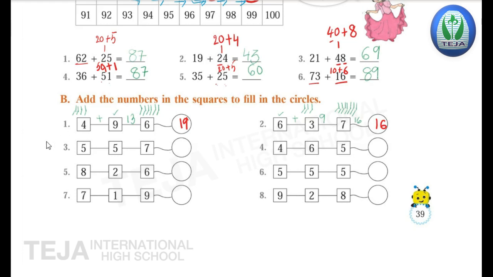Okay, this totally depends on the addition facts. See here, 6 plus 4 is 10, 10 plus 9 is 19, and 7 plus 3 is 10, 10 plus 6 is 16. Do you remember the addition table, children?